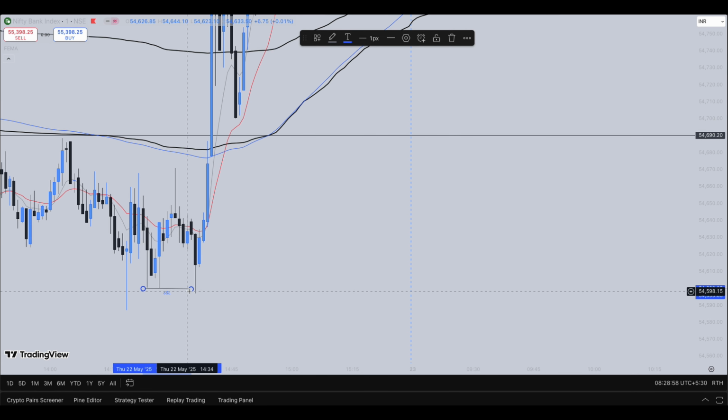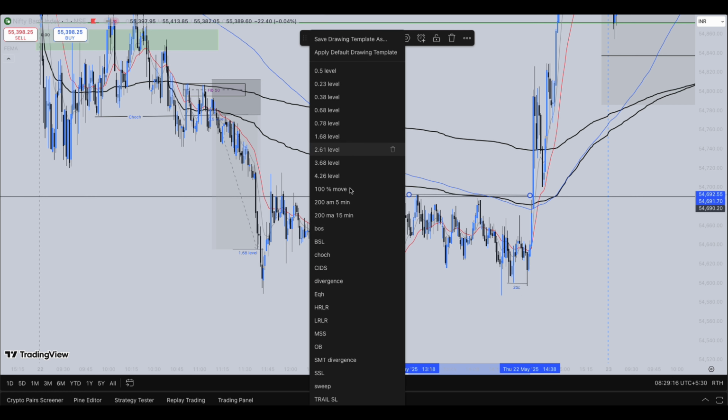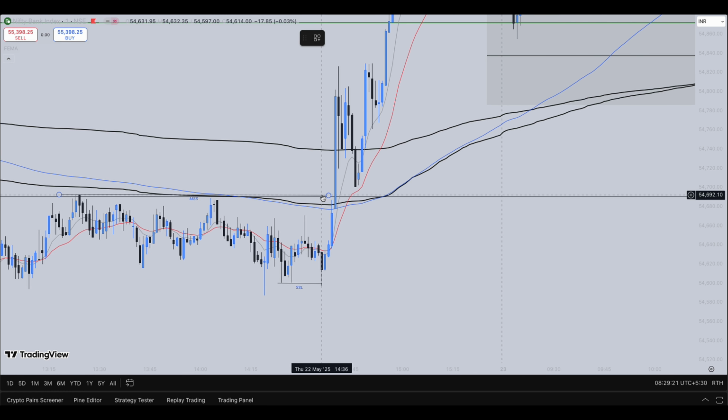You can see this candle over here. The lows of the previous 5 to 6 candles were swept and showed some kind of bullish momentum, and the market clearly broke structure towards the upside. You can see a clear market structure shift over here, where the market broke structure towards the upside.